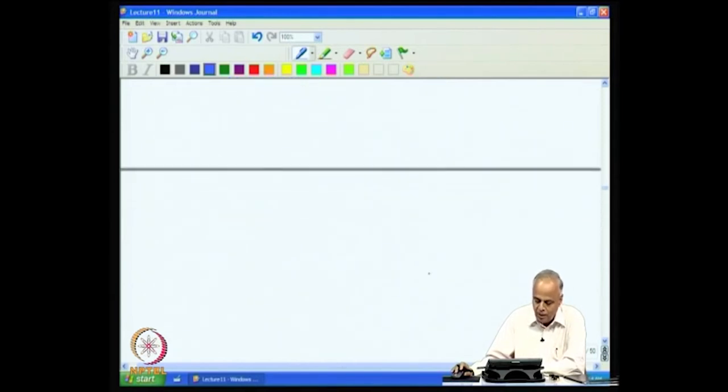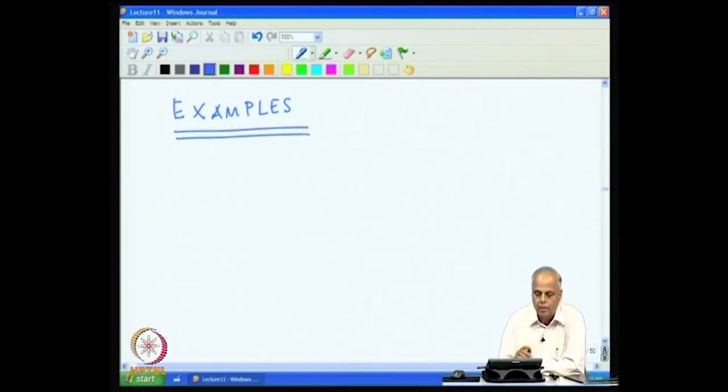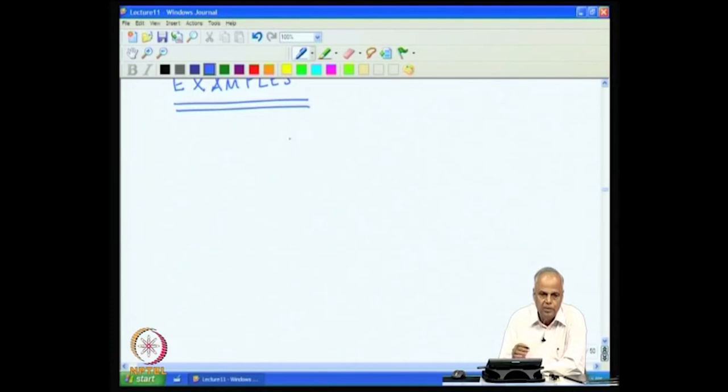We shall now begin looking at some examples of subspaces. We will start with some simple examples and move on to some very serious, important subspaces that would be needed in our analysis. The first example we take is always in R3. This is the world in which we live, the three dimensional world of R3.